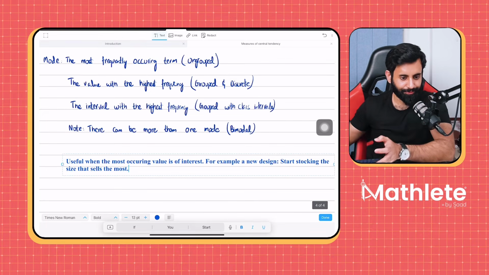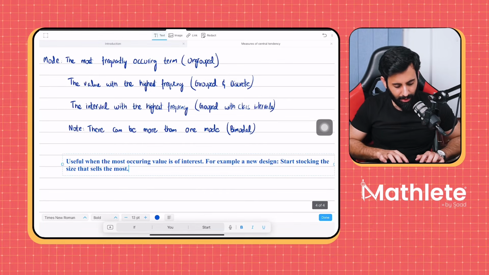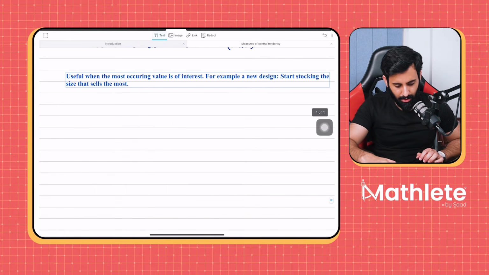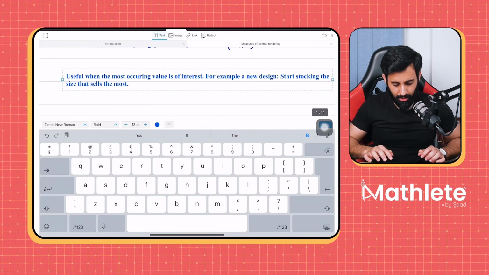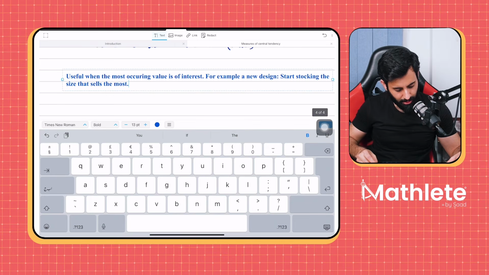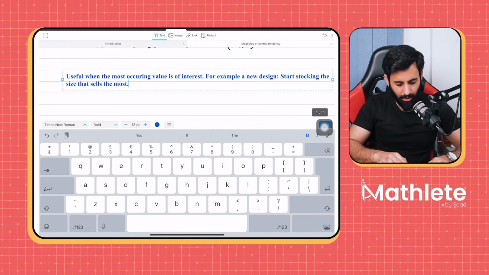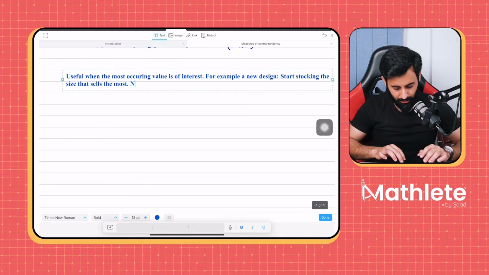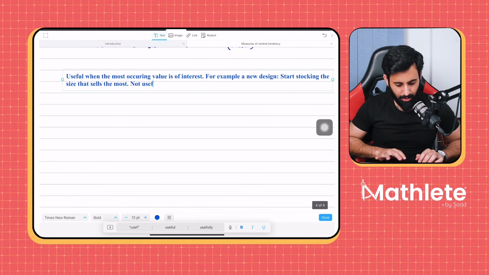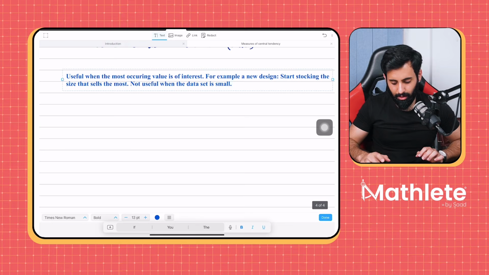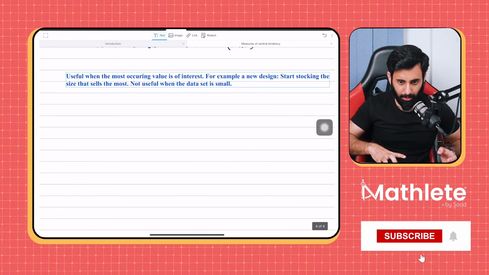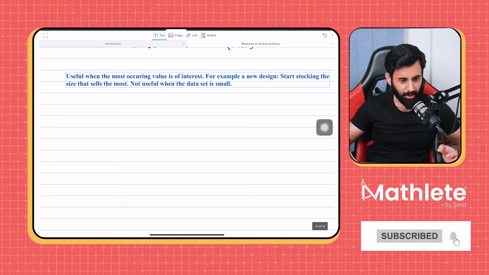Also remember that it is not useful when the data set is small. In order for your mode to make sense, you should have large amounts of data.